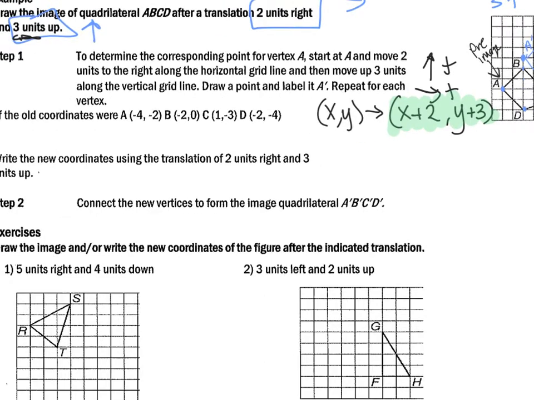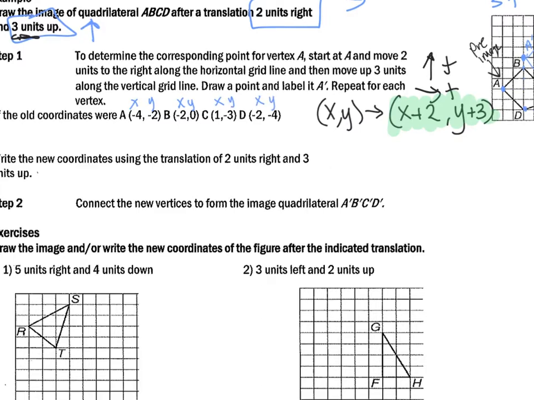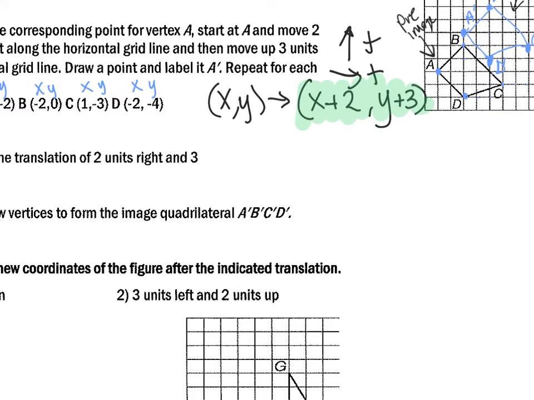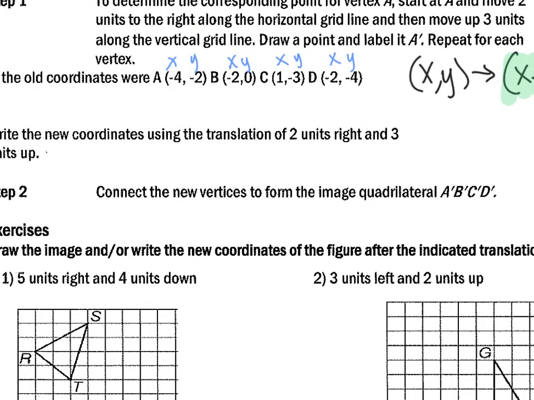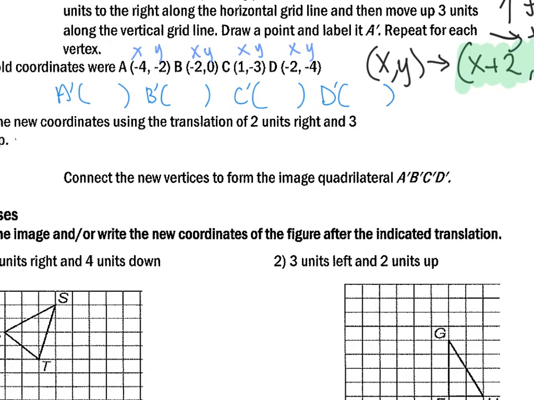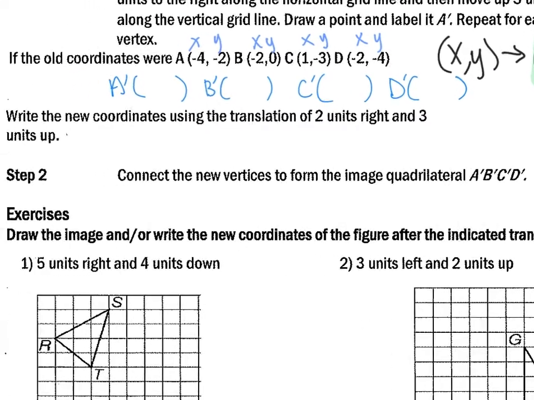Okay, and so they gave me all these coordinates, x and y. So if my x value is adding 2 each time, I'm moving it to the right, or adding 2, that's what I'm going to do for all of my x values here. So I'm going to write A prime, B prime, C prime, and D prime.